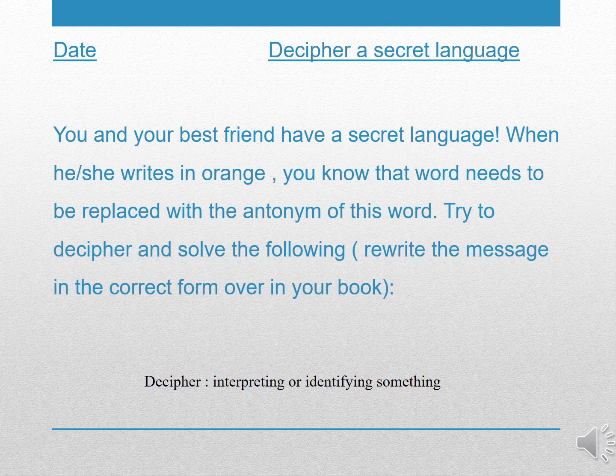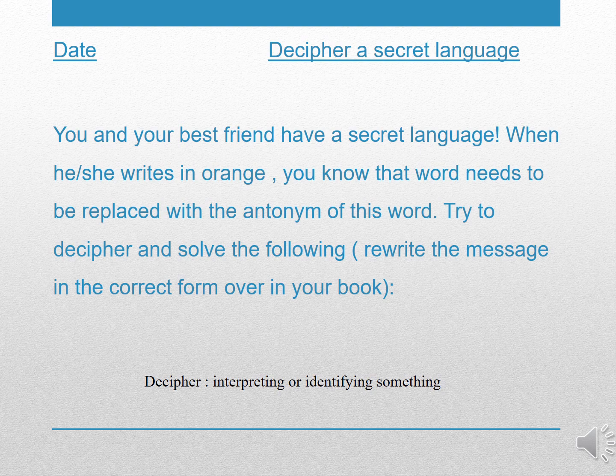Draw a line after your word puzzle. Write down the date that you will be doing this activity. Your heading: Decipher a secret language. Skip a line and write down the following question. You and your best friend have a secret language.